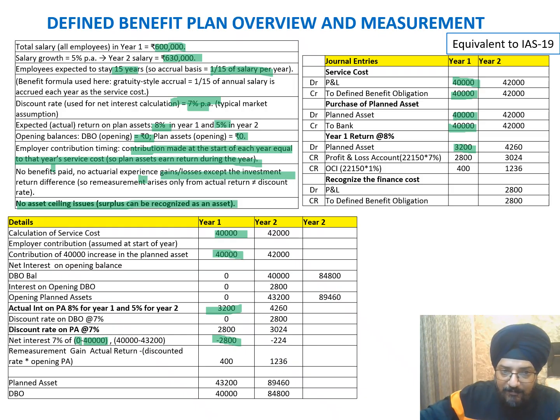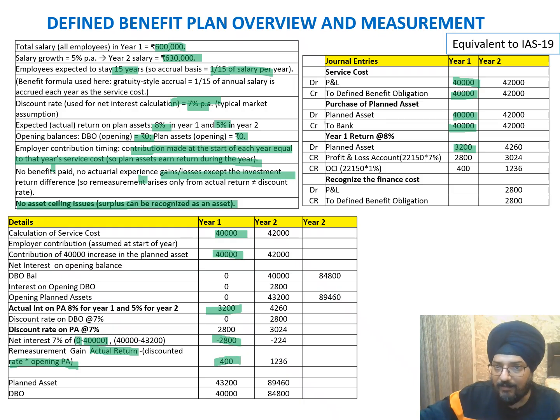The remeasurement gain is nothing but the actual return minus the discount rate times the opening plan asset. My actual return is 3,200 because this is the interest being earned on my plan asset. My discount rate is 7% on the opening plan asset, which was 40,000. So 40,000 multiplied by the discount rate is equal to 2,800. My total interest earned is 3,200. So remeasurement will happen, and this 400 will go to my OCI.